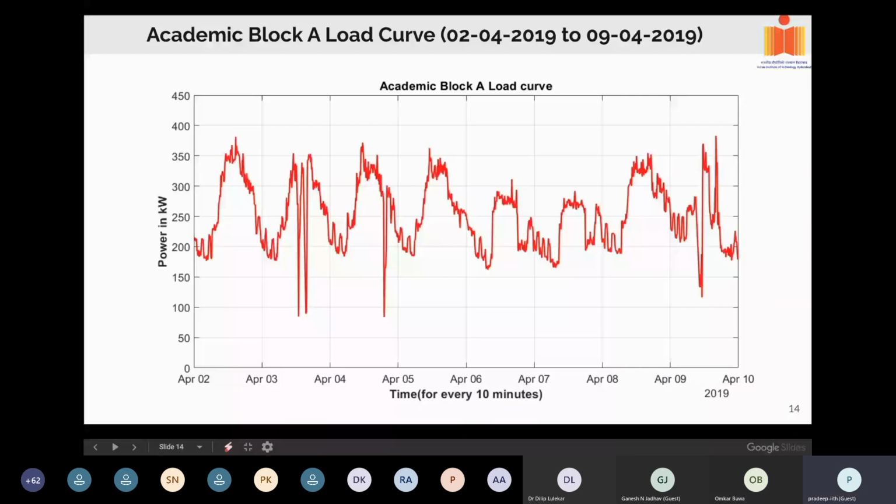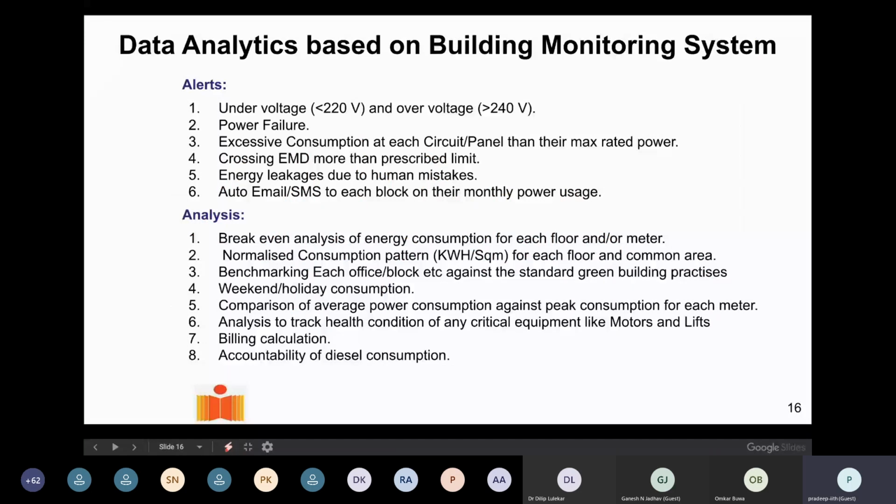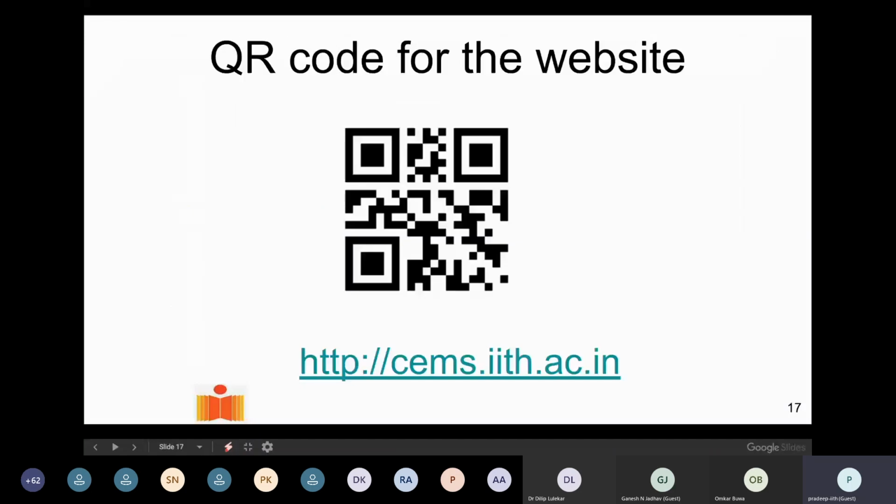We also have one paper, I will show you that later. In that paper, we have given exactly how this data can be extracted. I can show that during the presentation. So any further questions on this? As of now, there is no question, sir.